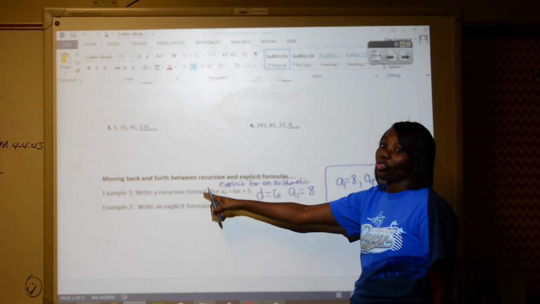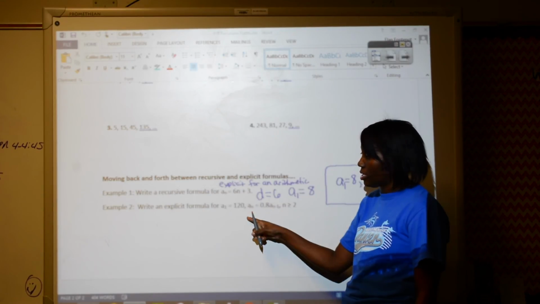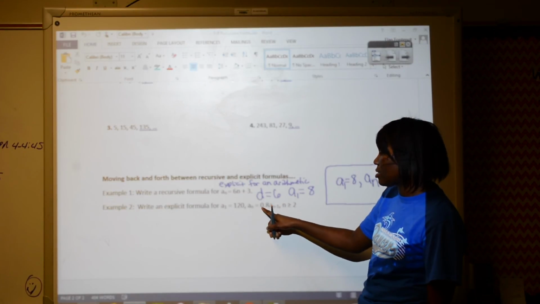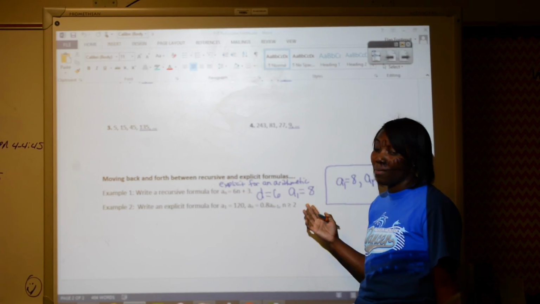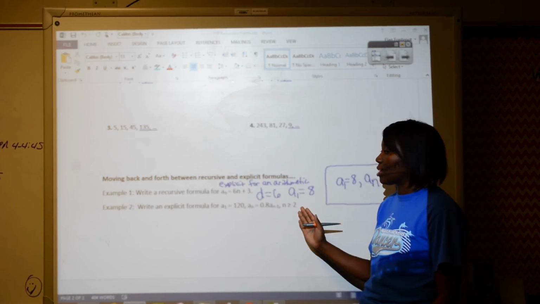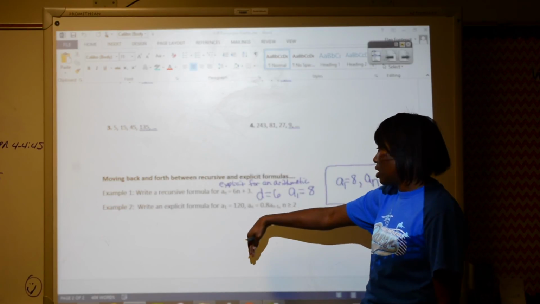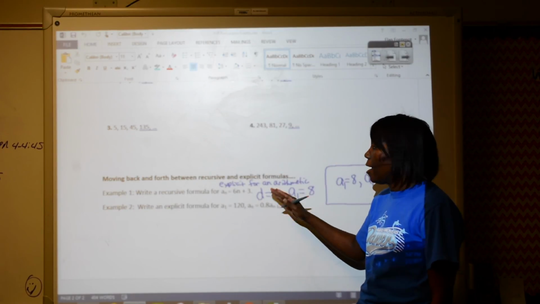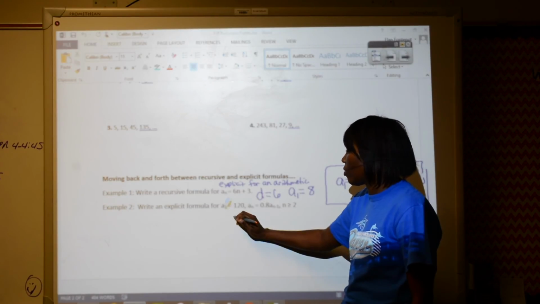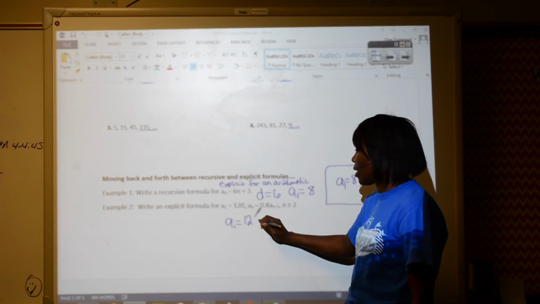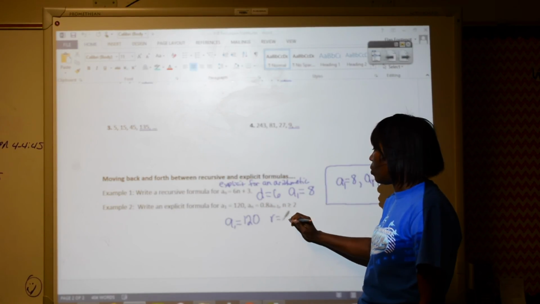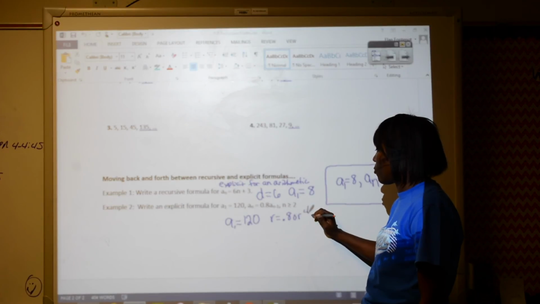Here, it wants us to write the explicit formula for this sequence. What kind of sequence is it? If we look at it, we're doing 0.8 times a sub n minus 1. That's a geometric sequence. So now we're getting ready to go backwards. It's written in recursive form. Go backwards and write the explicit for this. So what do we need to identify? Well, we already have one thing right there: a sub 1 equals 120. And then we also have the common ratio, which is 0.8, or we could say 4/5, right?